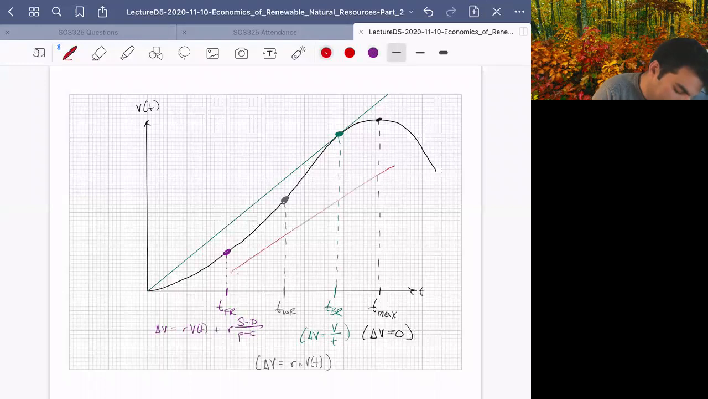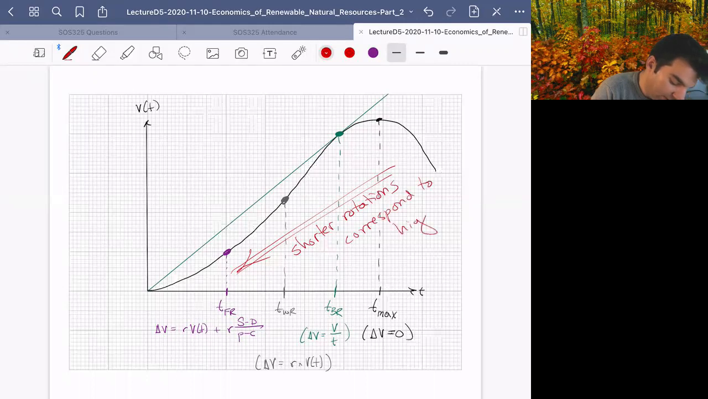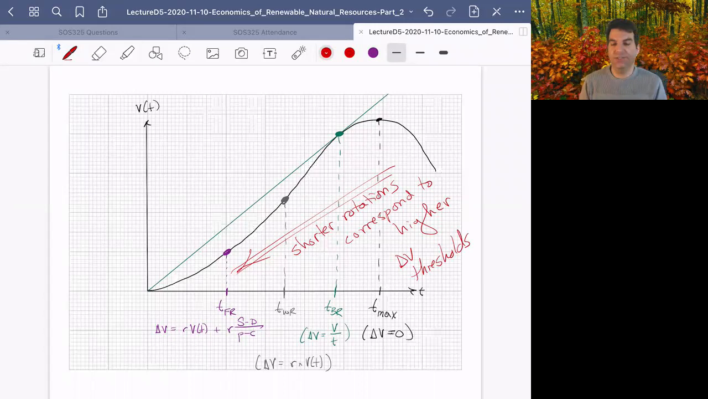And so that gives you a general idea that shorter rotations correspond to higher delta V thresholds. And the delta V threshold is somehow related to the opportunity cost. And so as there's more and more opportunity cost, then you are asking your forest for a faster growth rate. And it can only give you a faster growth rate up until a particular time. And so in the Faustmann rotation, you stop very early.